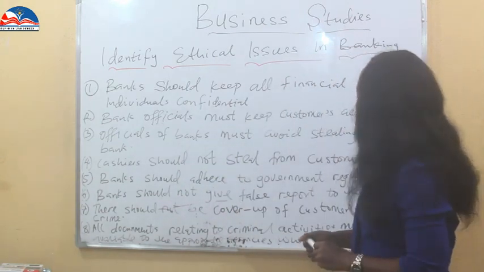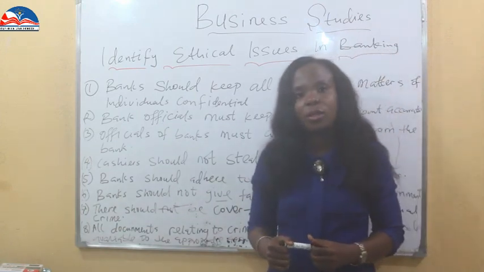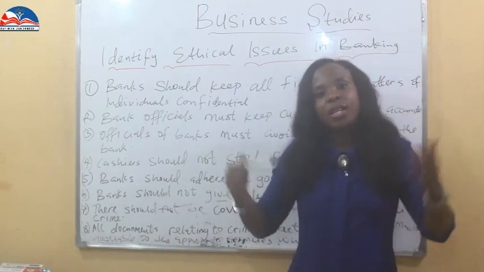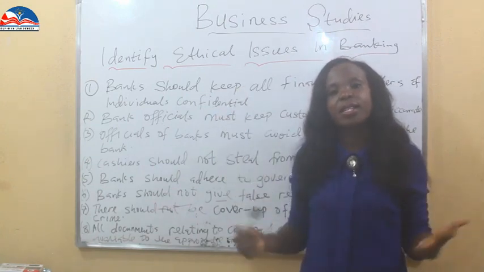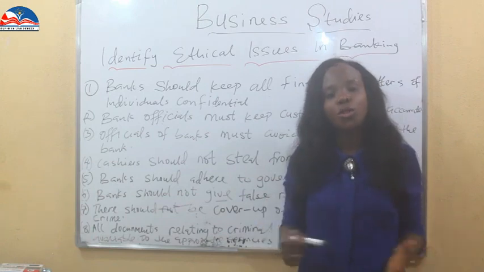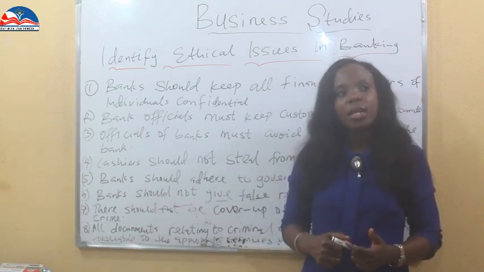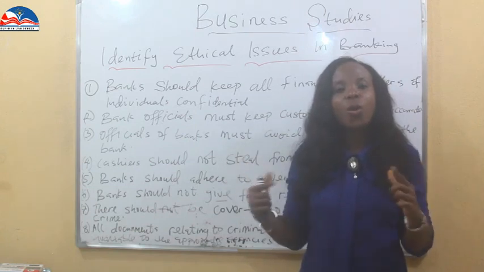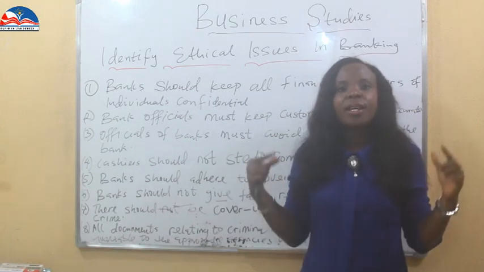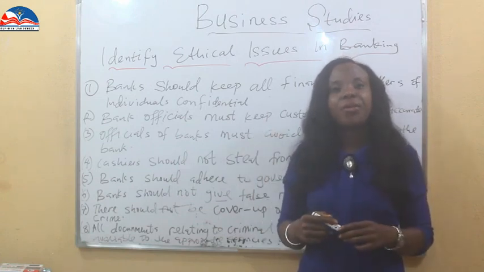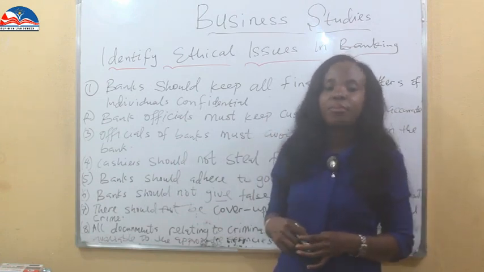Banks should adhere to government regulation. Any regulation that the government sets out to govern any of these banks, the banks should uphold it. No bank should in any way go against the government regulation. They must adhere and abide by the regulation provided by the government.